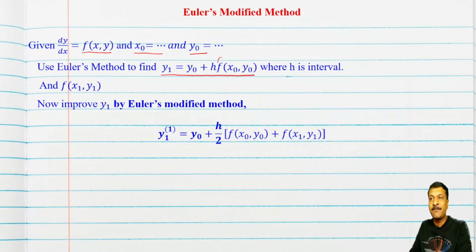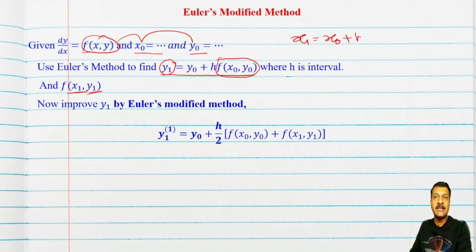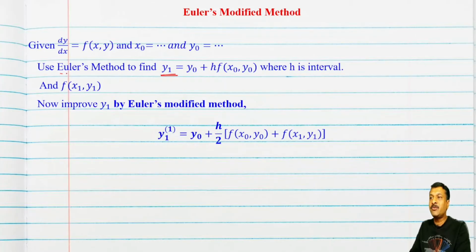So what is this f of x0 y0? It means f of x y at the given initial points. After that I will get the next point, x1 and y1. What is x1? x1 equals x0, the initial value, plus h. What is h? h is an interval. So here I am getting y1 by using Euler's method.